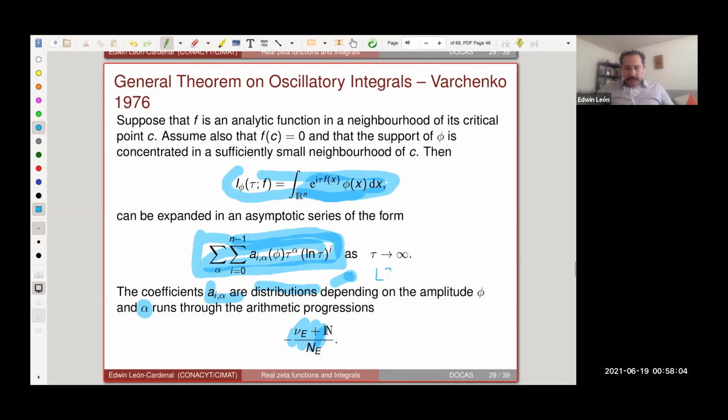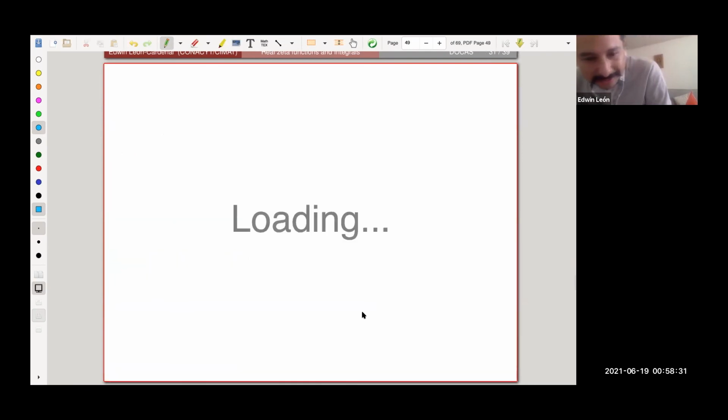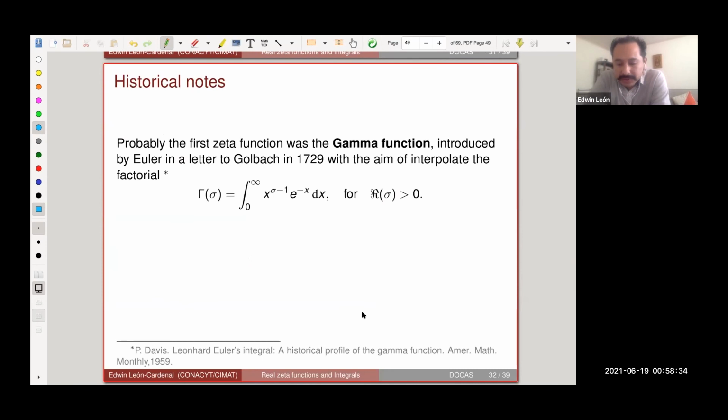We choose to use local zeta functions in order to describe better the AIs and the alphas. But the thing is that if you want to know the asymptotic expansion of the oscillatory integrals, you have to use resolution of singularities. Okay, so this is the first thing that I want to discuss. So in a couple of minutes, I want to discuss a little bit about local zeta functions again.